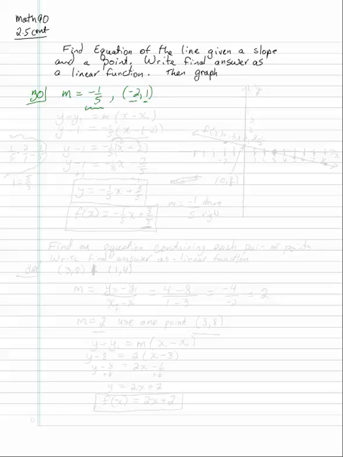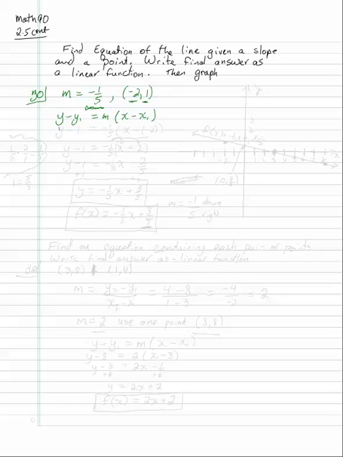Or we can use the technique we just learned. Since we've got a slope and a point, we can use point-slope form: y minus y1 equals m times (x minus x1). They're both pretty much the exact same amount of work, it just depends on how you think about it.